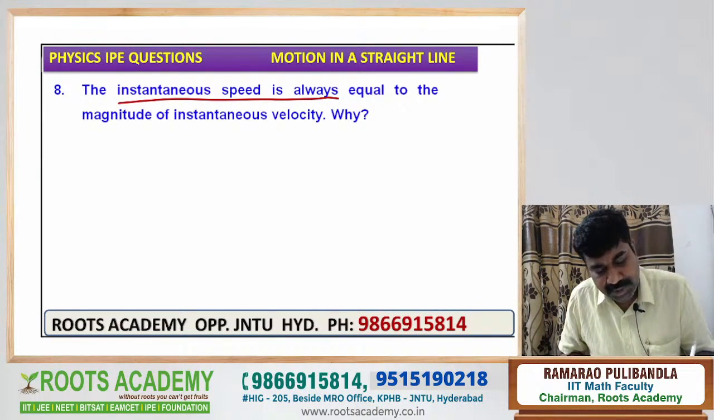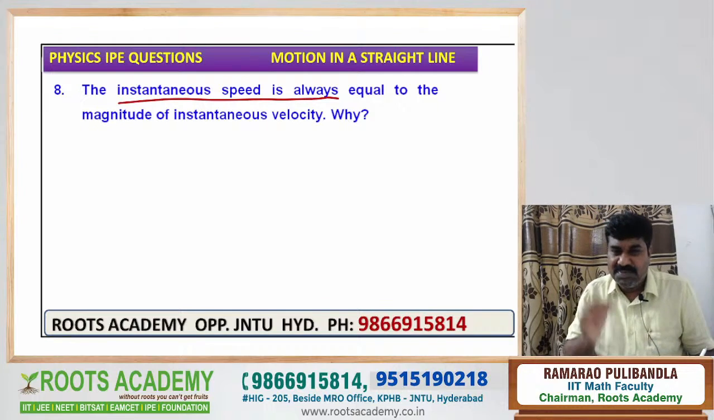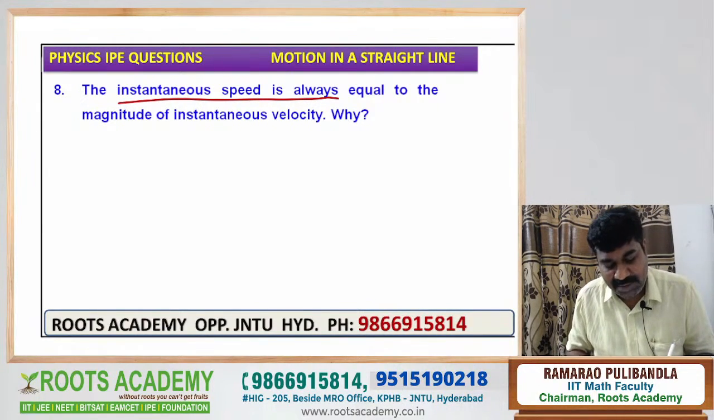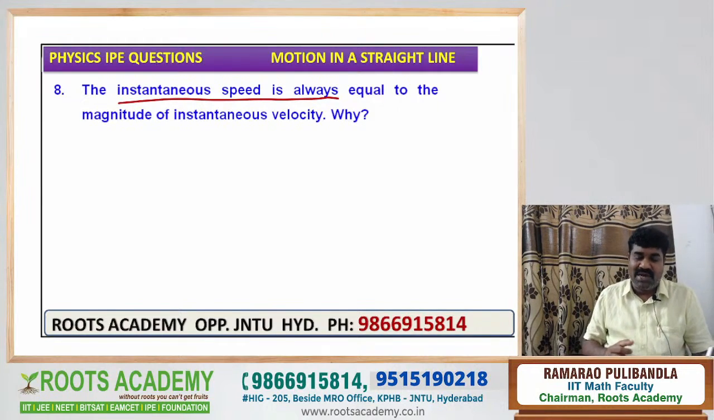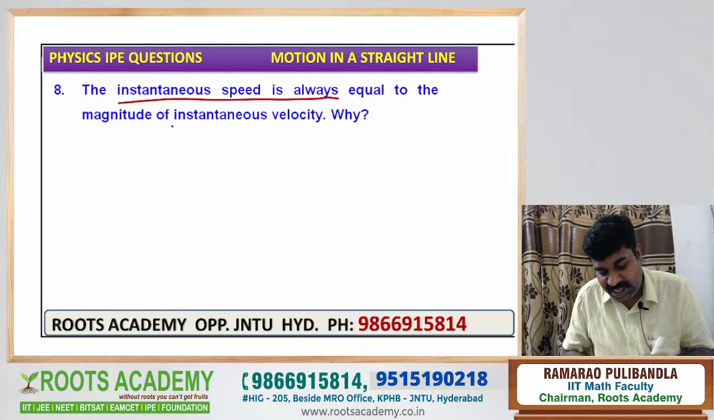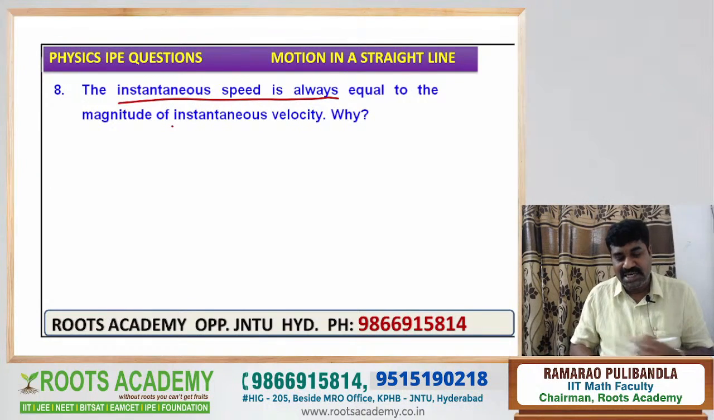Here, instantaneous speed. What is instantaneous speed? It is nothing but the speed at a particular instant of time. V instantaneous is equal to the limit as t tends to 0 of delta x by delta t. In a small interval of time, in a fraction of the time, the speed at a particular instant of time is called the instantaneous speed.